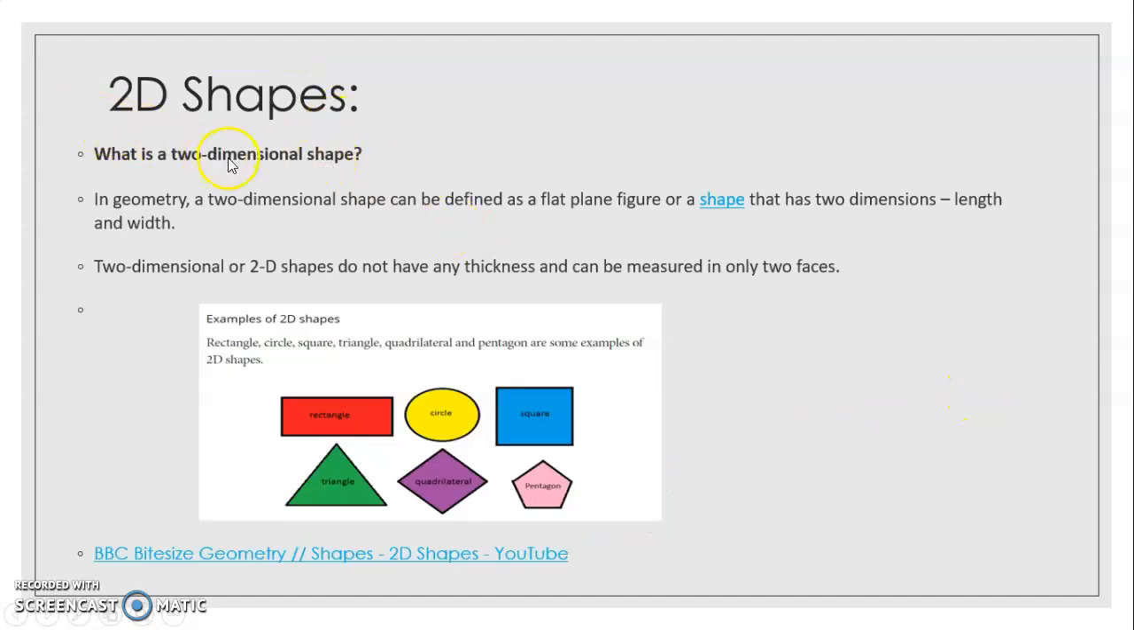2D shapes. What is a two-dimensional shape? In geometry, a two-dimensional shape can be defined as a flat plane figure, a shape that has two dimensions, length and width. Two-dimensional or 2D shapes do not have any thickness and can be measured in only two dimensions. These are examples of 2D shapes. For more reference, you can see this video on YouTube.